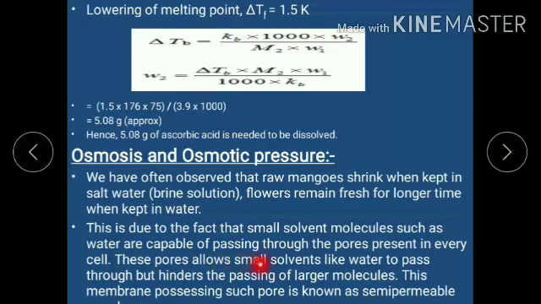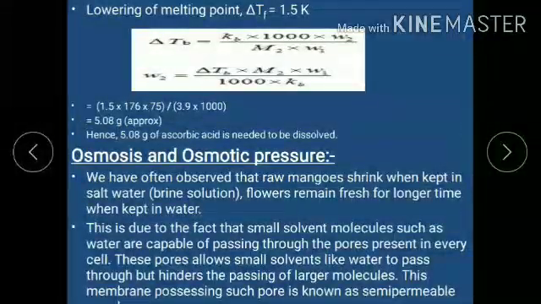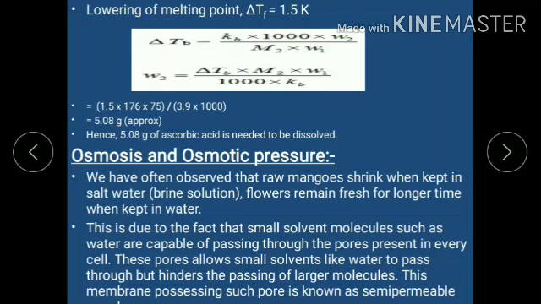These pores allow small solvents like water to pass through but hinder the passing of large molecules. A membrane having such pores is known as a semi-permeable membrane. By the semi-permeable membrane, small particles can pass, but large particles cannot.